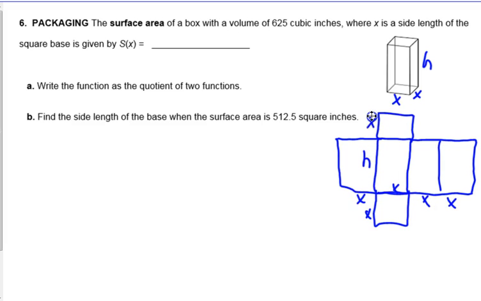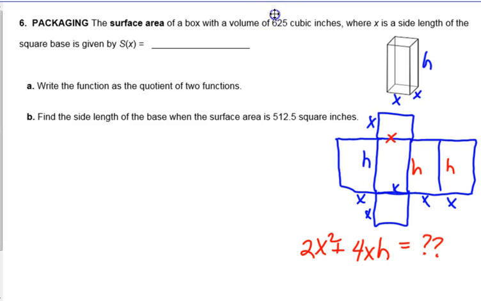Well, if I were to add up the area of each one of those, the two squares are x by x or x squared, and there was two of those. These are x by h, x by h, and there's 4 of those. And that total surface area, it says, is what we're trying to figure out. The issue is we have 2 variables here, and we can't have 2 variables.